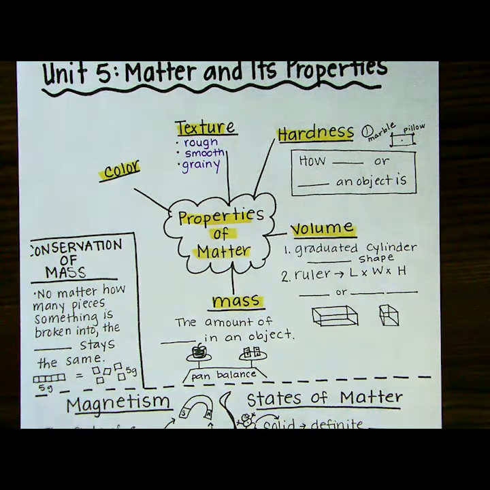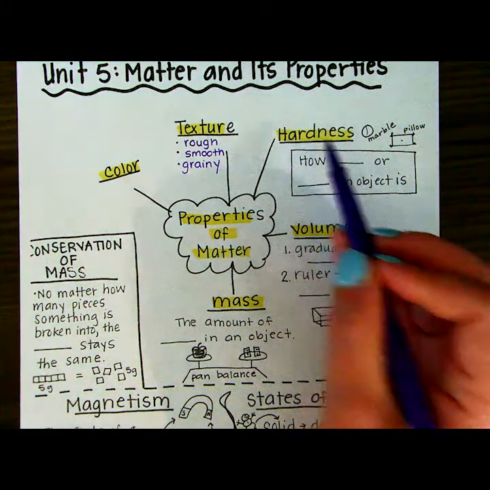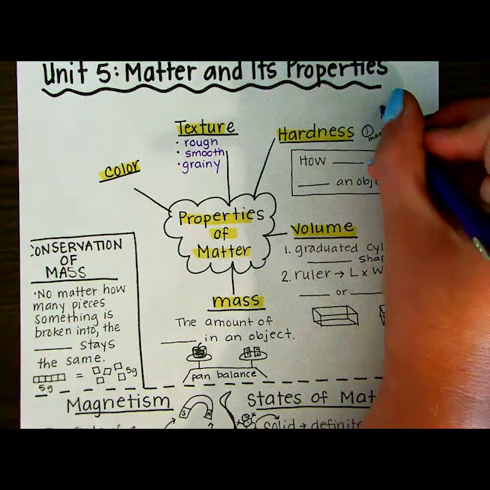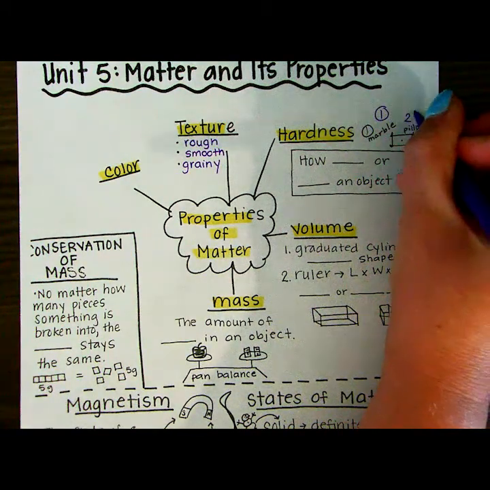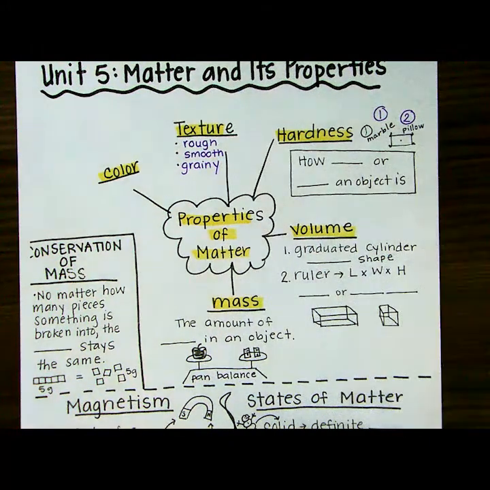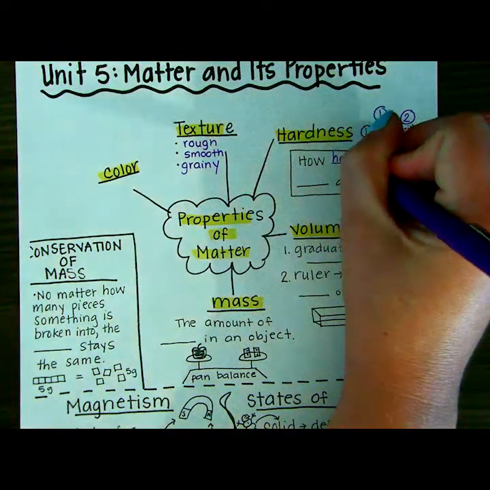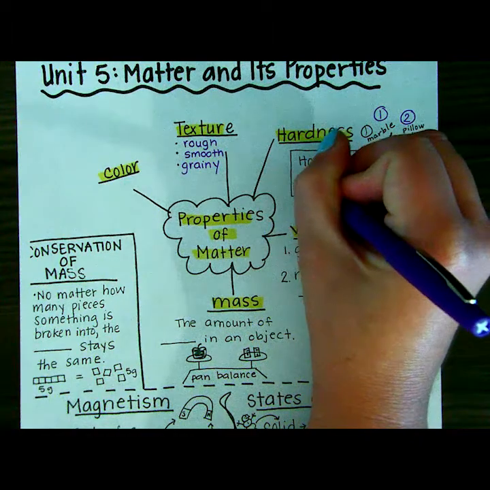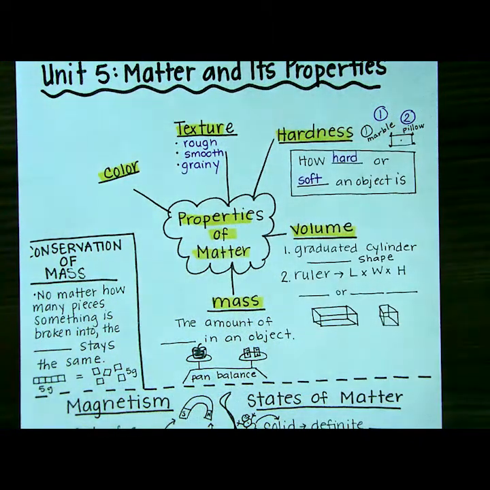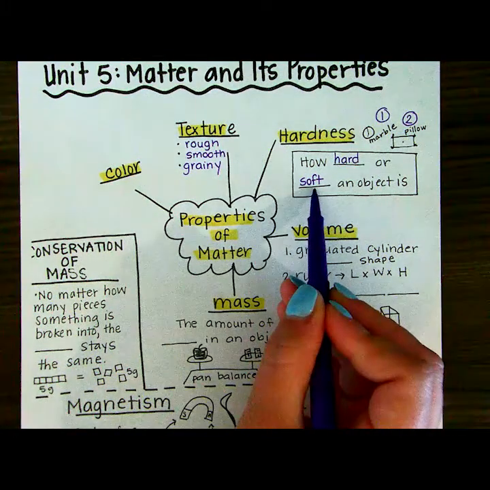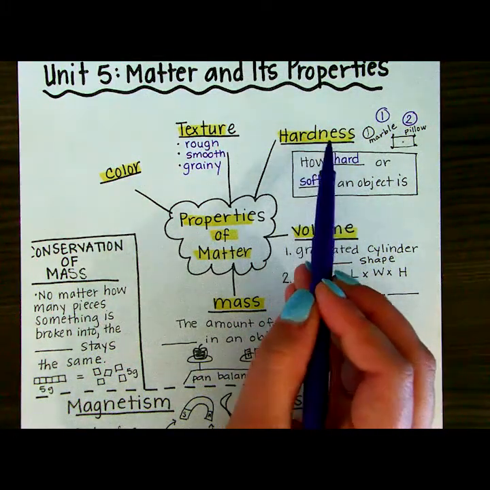The next one that you see here, hardness. We have two examples here, a marble, example 1, and a pillow, example 2. So hardness refers to how hard or soft an object is. Sometimes I think students are a little bit confused and they think of texture and they think of the word soft, but that's actually describing the matter's hardness.